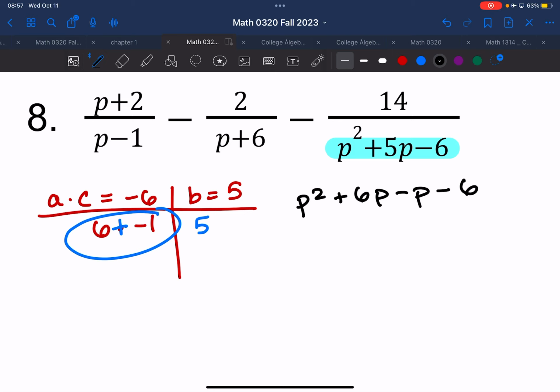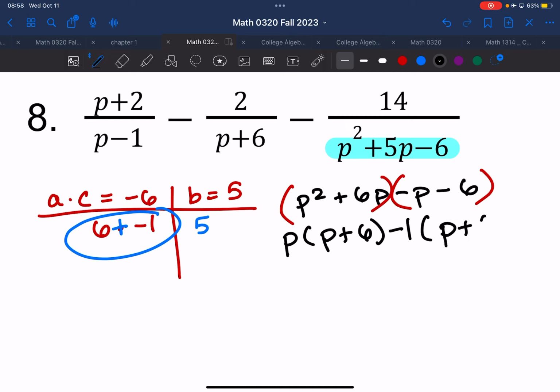by grouping. So when I do factor by grouping, what's the GCF I can take out of the first parenthesis? A p, and I'm left with p plus 6. What about from the second parenthesis, because we want it to match? So if we take out a 1, nothing's going to change. A -1, and that takes out those negatives, and we're left with p plus 6. So that means our 2 factors are p minus 1 and p plus 6.